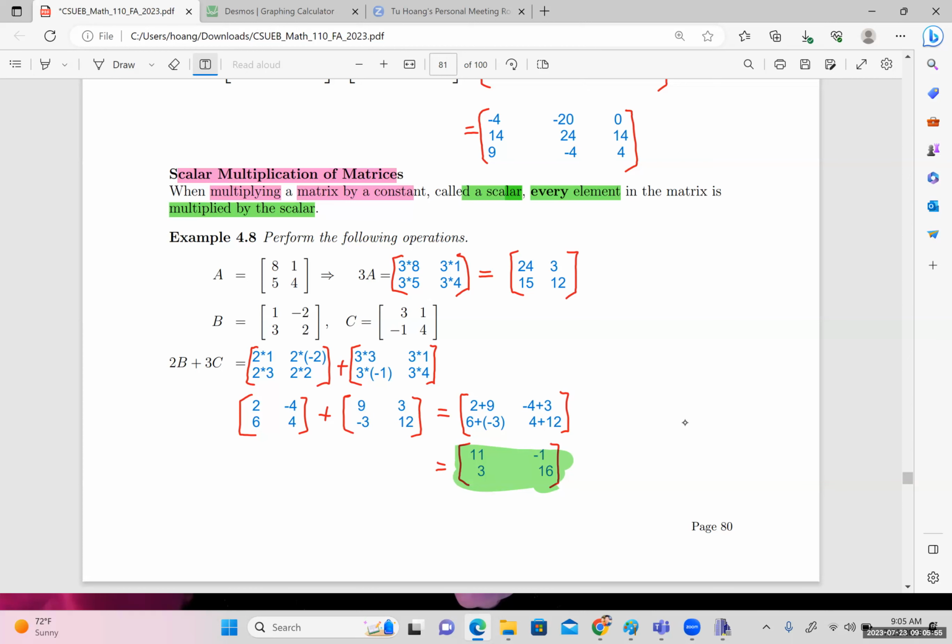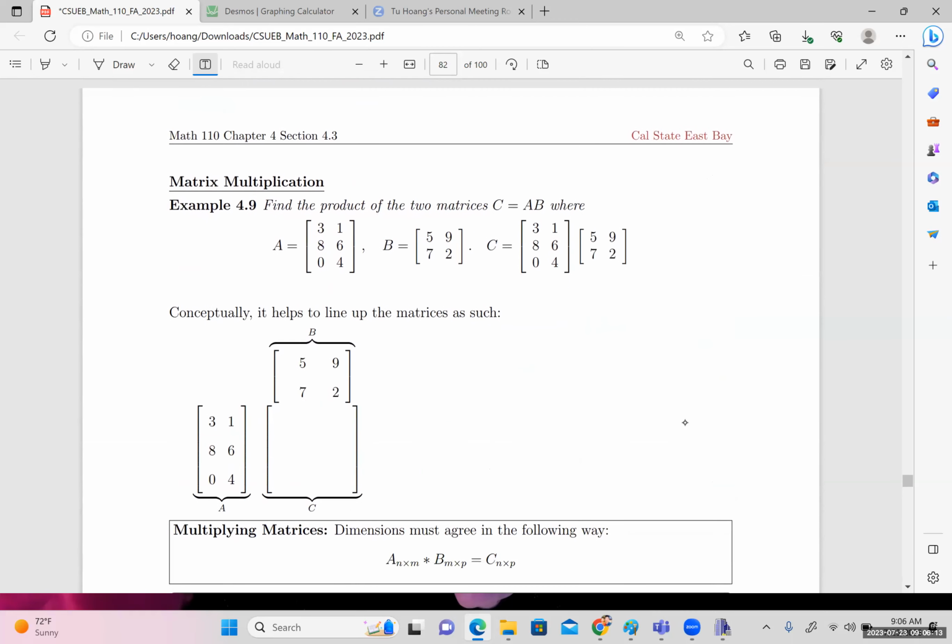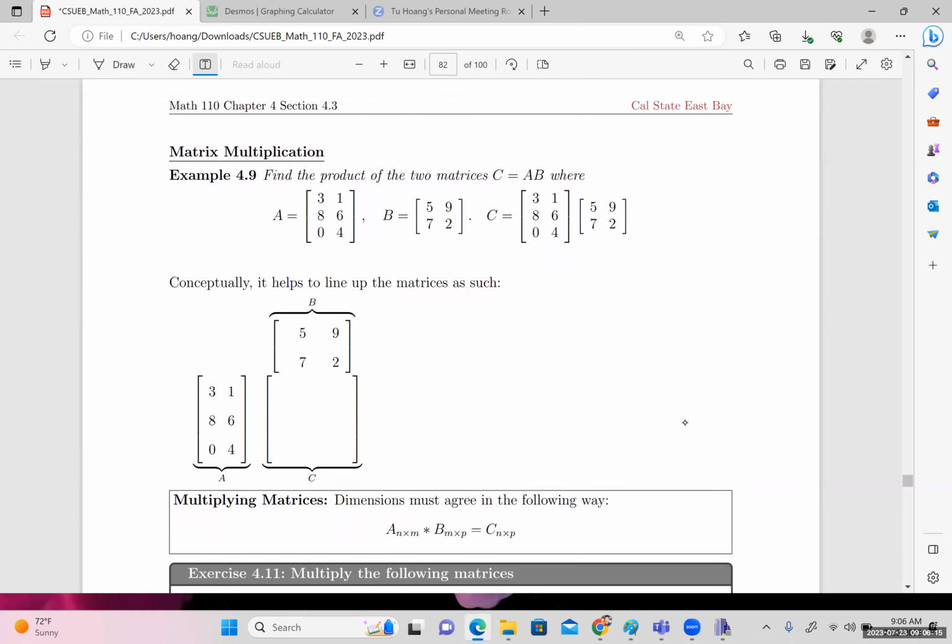So we have done addition, subtraction, and scalar multiplication. We have one more operation called multiplication between matrices. So let's learn about it. Now this one could be a little bit challenging, so please watch it carefully, and if you're confused, go ahead and do it.